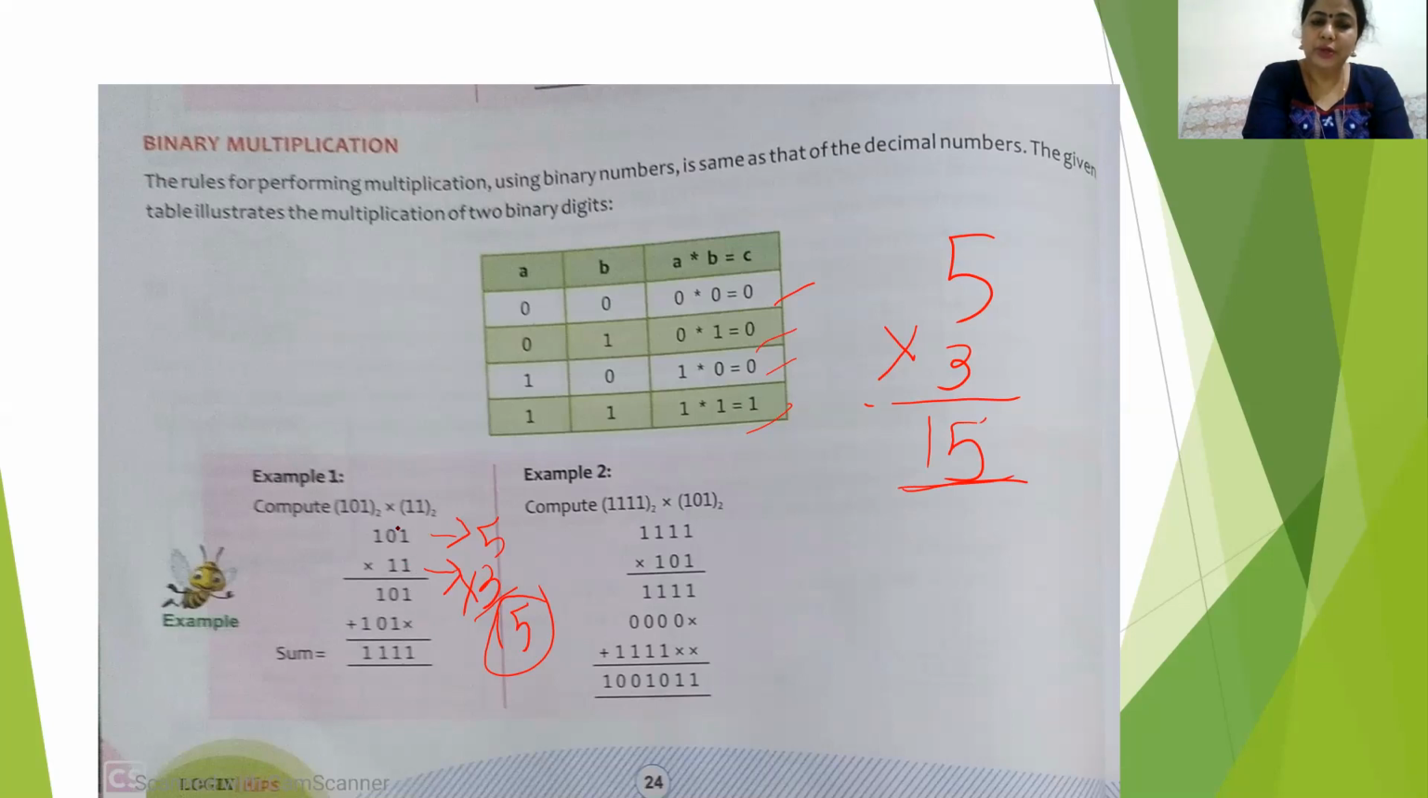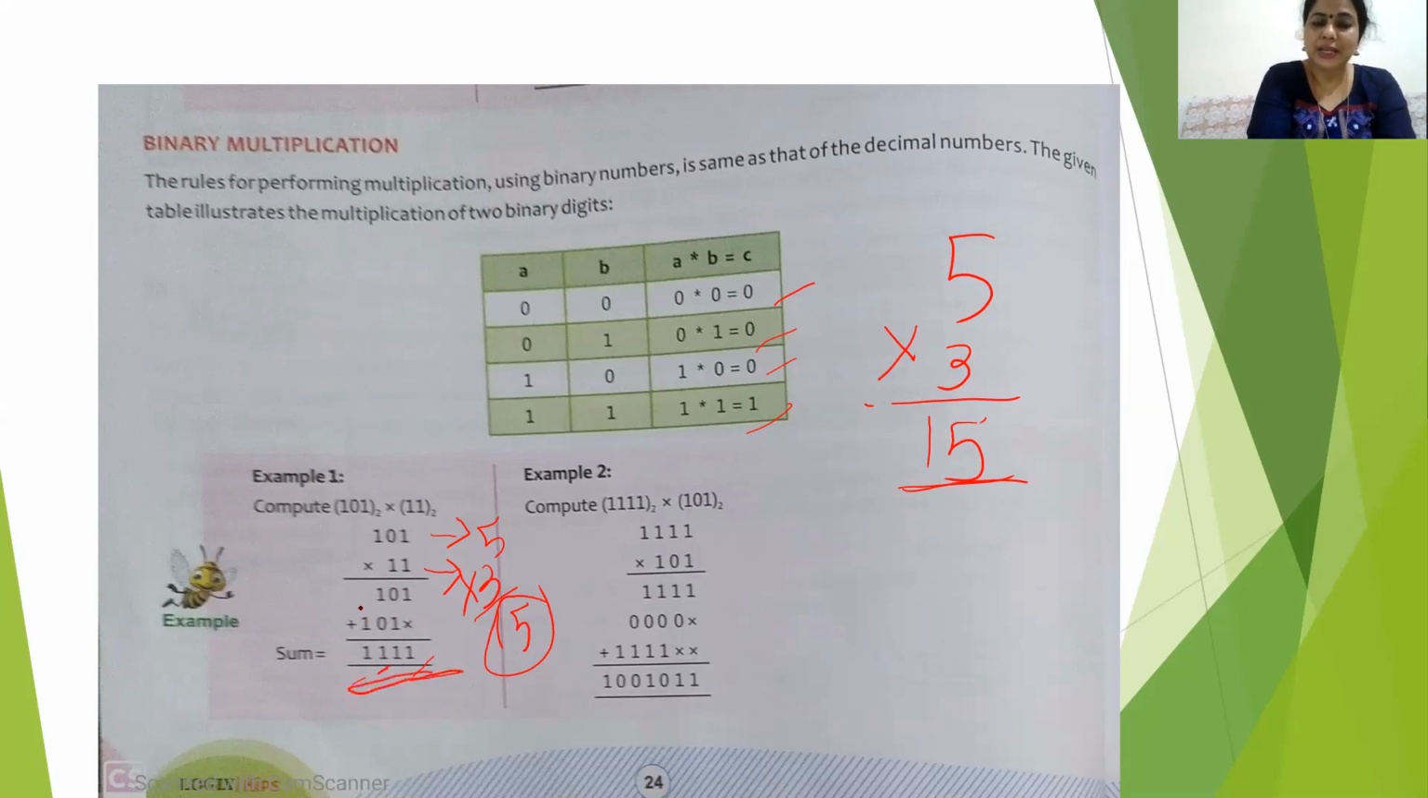1 into 1 is 1, 1 into 0 is 0, 1 into 1 is 1. Again 1 into 1, you make a cross, and 1 into 1, 1 into 0, 1 into 1 is 1. So 1 plus 0, that is 1, 0 plus 1, it is 1, 1 plus 0, it is 1, and 1 plus 0, it is again 1. So this is 1 1 1 1.